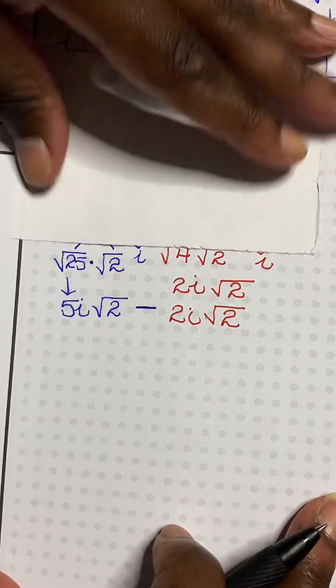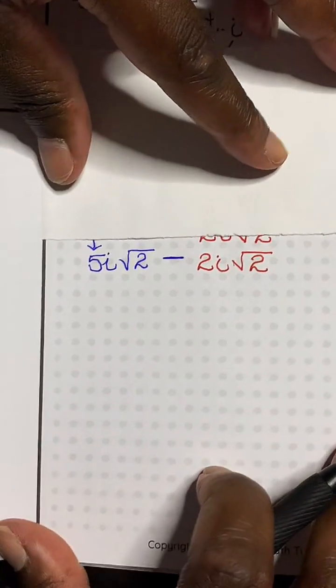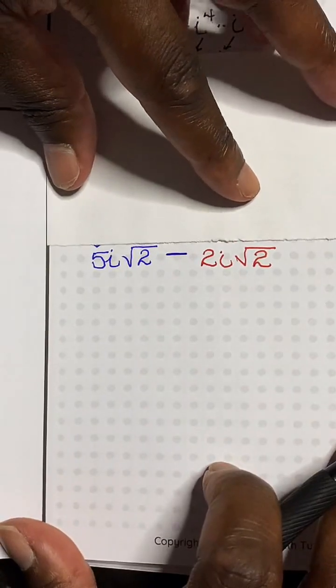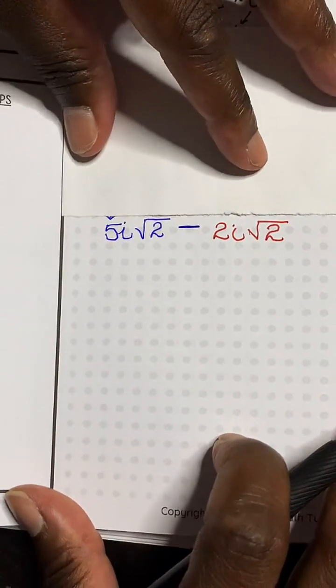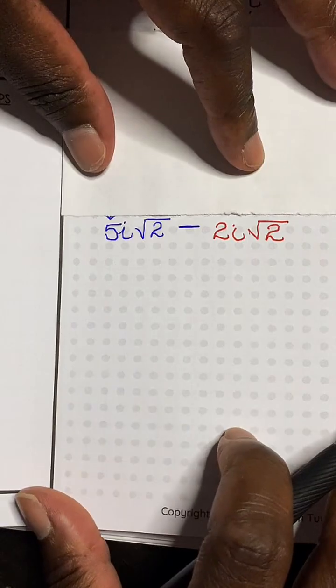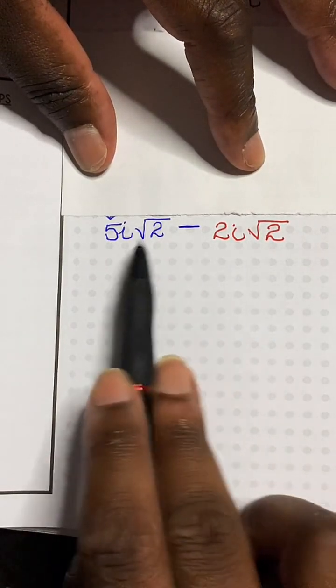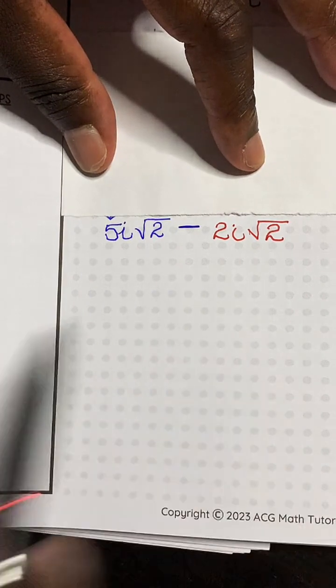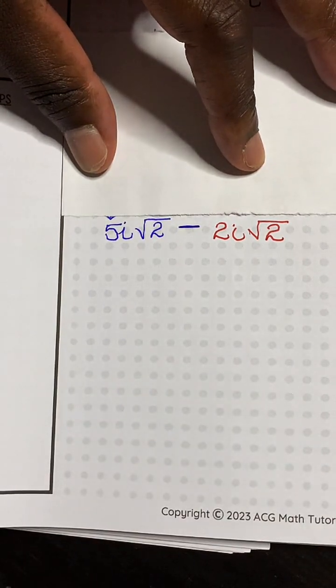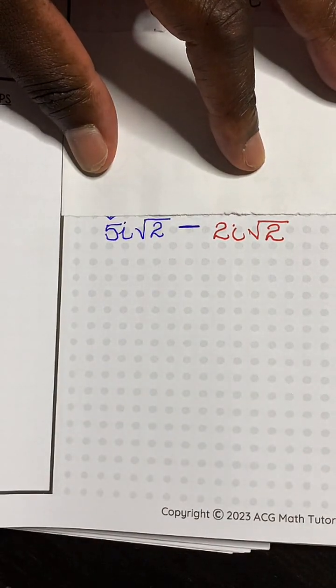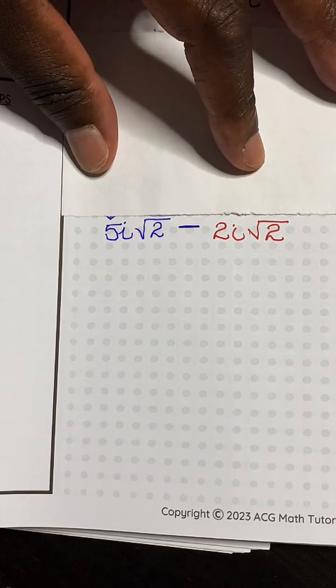Now, again, I'm going to cover, it helps me to focus my attention. Now, can I combine these two? Is it possible? I'm seeing a couple answers saying 3i square root of 2. Can I combine them? Yes or no?